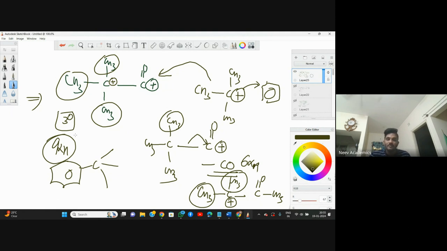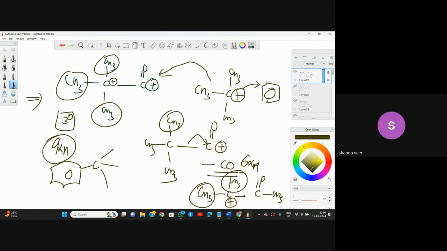See, methyl shift and hydride shift are very slow processes. So generally, they will happen only if I'm getting some extra stability. Otherwise, it won't happen. So we are getting 6 alpha hydrogens as you suggested, but I'm getting 9 alpha hydrogens, which is way more stable than 6 alpha hydrogens. So that's why what you suggested is not going to happen. Understood or not? Yes, sir, understood.